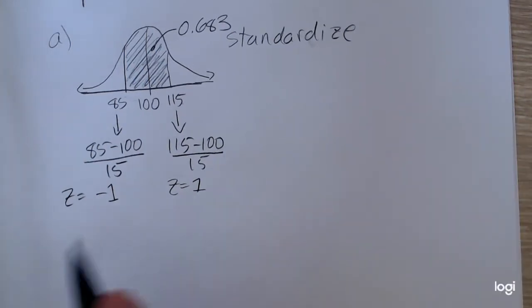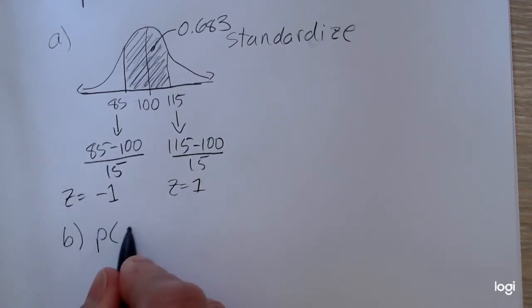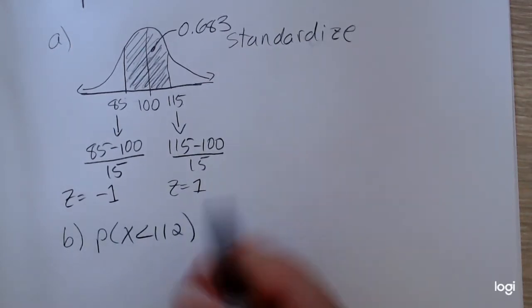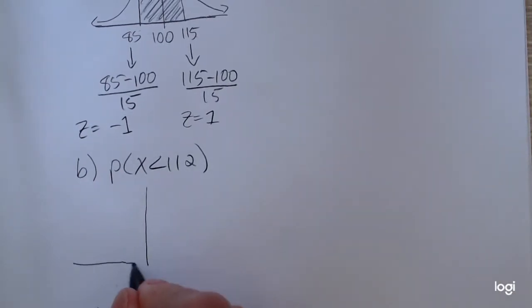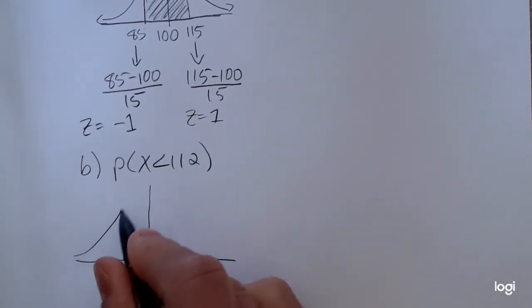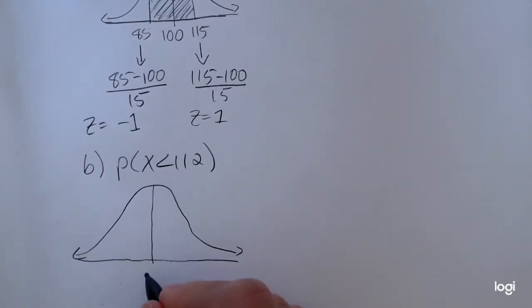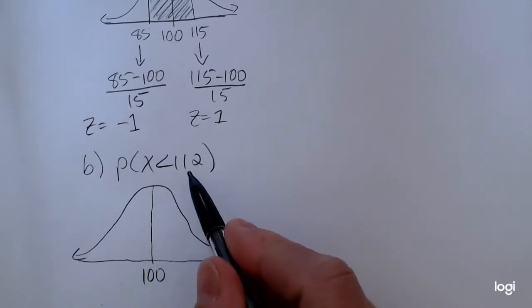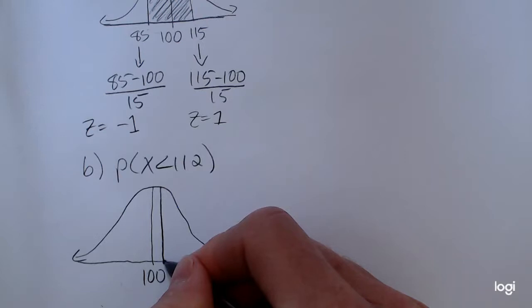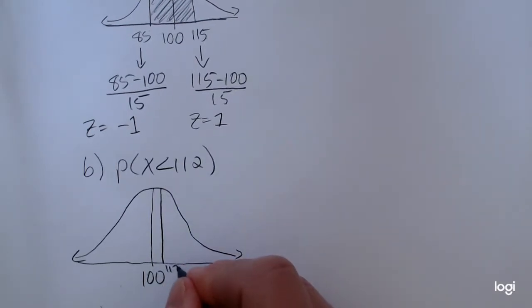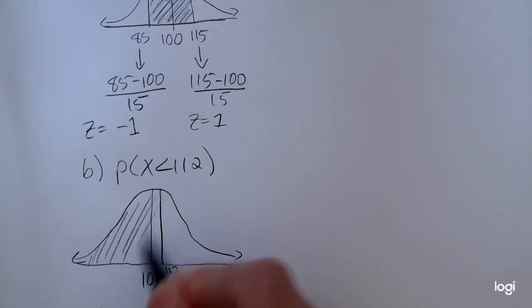All right, for part B, the probability that we get an x value less than 112, again, I'm going to shade the appropriate area. I'm drawing a bell curve, putting the mean in the middle, and 112 is above the mean. It's a little bit above the mean. There's my x value. And I have a less than case, so I want to shade to the left.